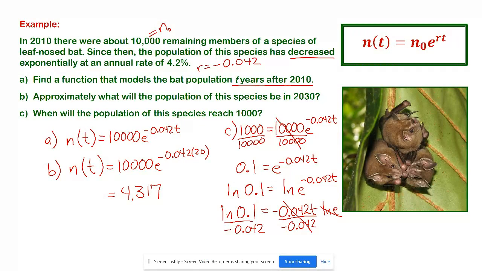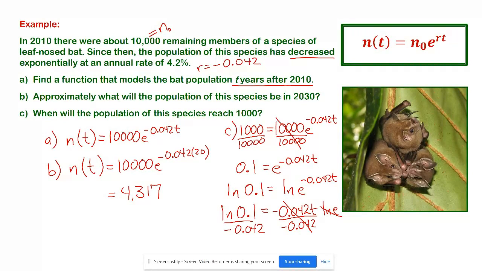So divide by negative 0.042. Now here's something you may be thinking. You say, well, I've got a natural log of 0.1. If I divide this by a negative number, am I going to get a negative answer? And that would not be good because we don't want negative years. These bats are not traveling back in time. The good news is you won't, because when you take a logarithm of a number less than 1, you are going to get a negative number anyway, because the only way you can write exponents for things less than 1 is to use negative exponents. So you'll actually end up with a negative divided by a negative. Those negatives will cancel out and you will get a positive.